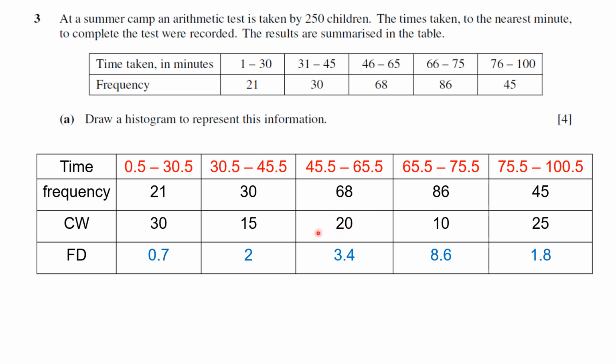And after that, we find the frequency density. Our frequency density will be our frequency divided by the class width. So for example, we have 21 divided by 30, which is 0.7, 30 divided by 15, which is 2, 68 divided by 20, which is 3.4, 86 divided by 10, which is 8.6, and 45 divided by 25, which is 1.8.